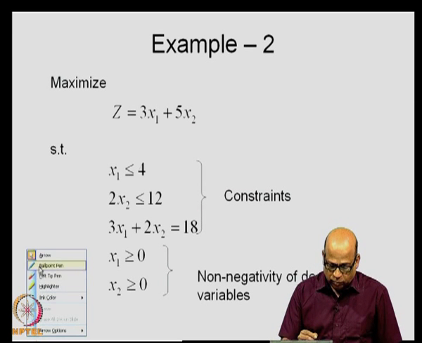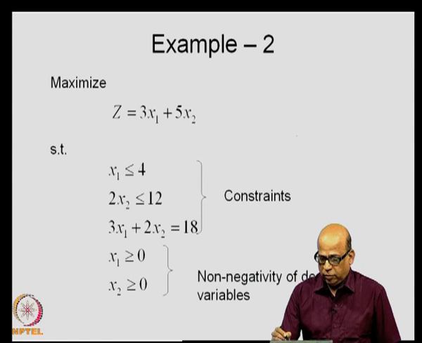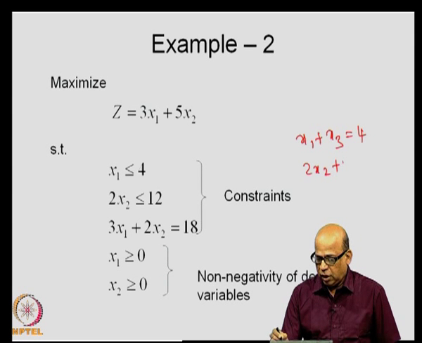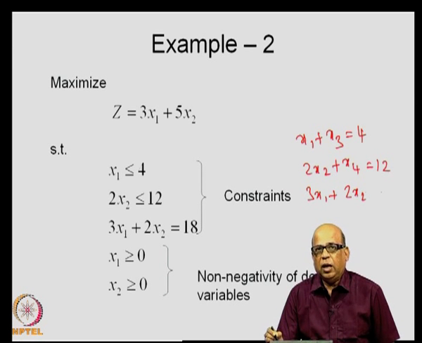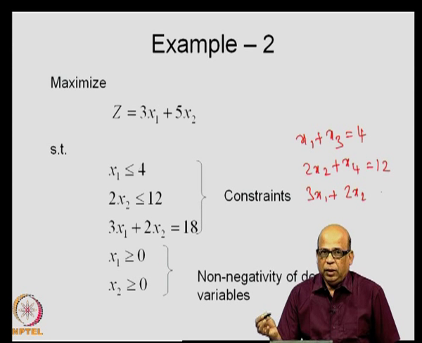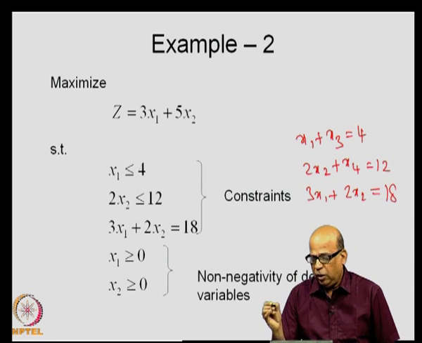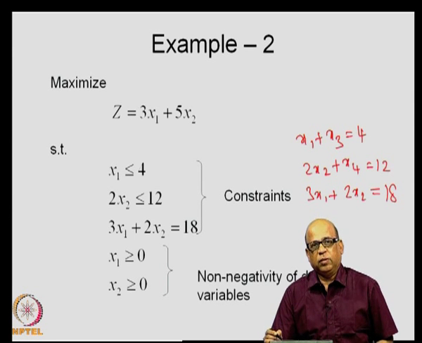Now, look at what we would have done to this problem earlier. We would have said x1 plus x3 is equal to 4, and 2x2 plus x4 is equal to 12, and 3x1 plus 2x2. In the earlier case, we put plus x5 is equal to 18 because this was a less than or equal to constraint. Now, because this is an equality constraint, we put it as equal to 18 as it is, because we have satisfied all the conditions for the standard form.